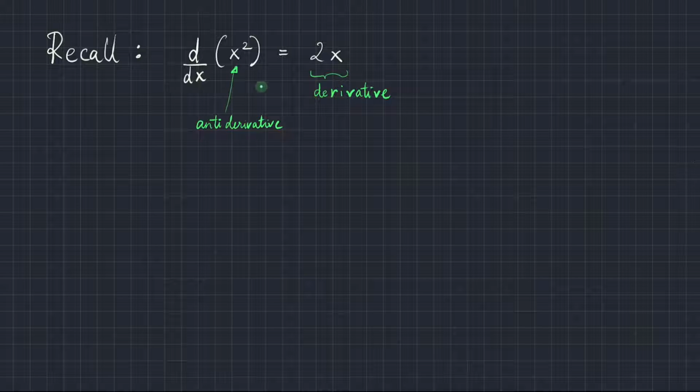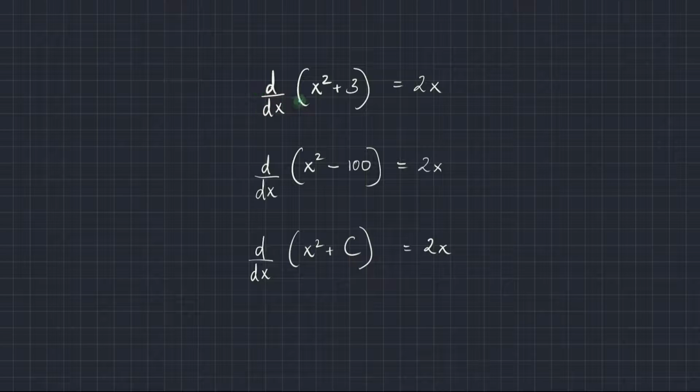This entire playlist of indefinite integration deals with the reverse problem. If you're given the function, how do you find the antiderivative of that function? That is, how do we find a function whose derivative is the function that is given to us? Notice that if you take the derivative of x squared plus some constant, you still get 2x. The derivative of x squared plus 3 is 2x, the derivative of x squared minus 100 is 2x, and the derivative of x squared plus c is 2x, where c is some constant.